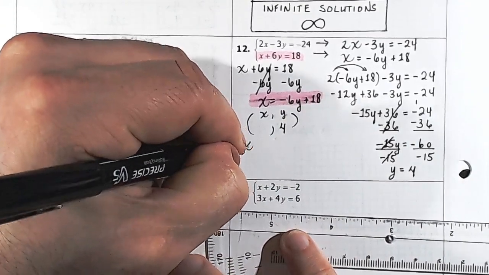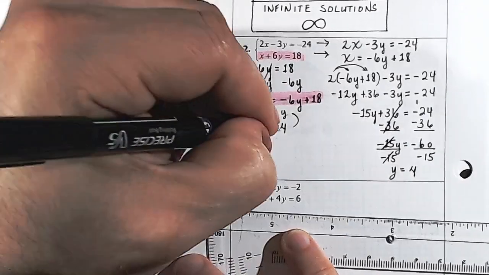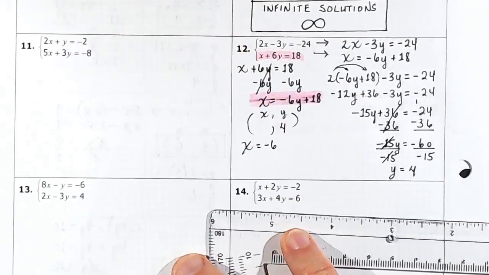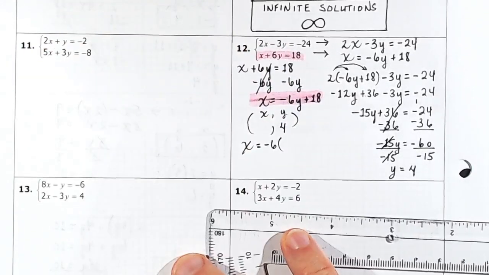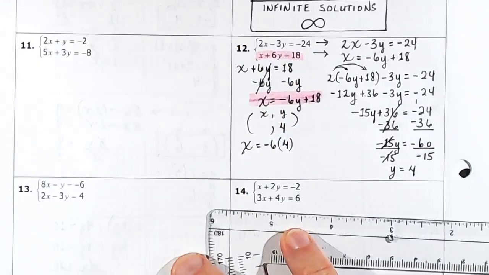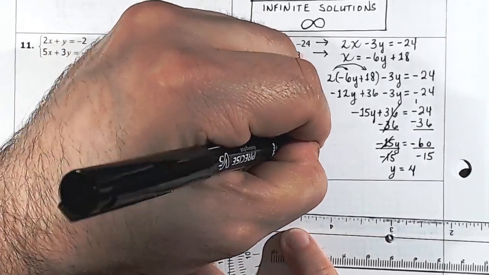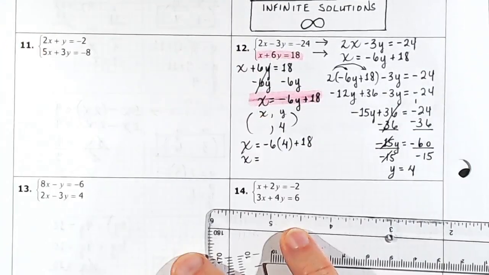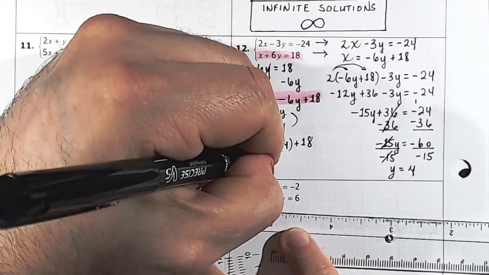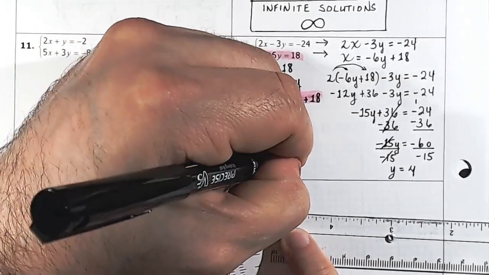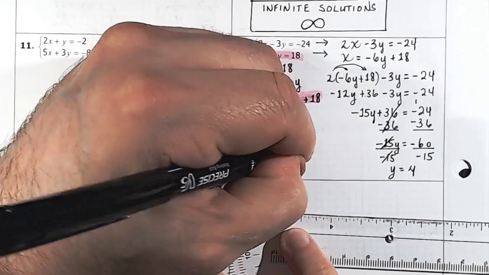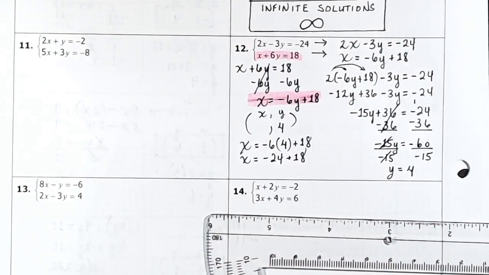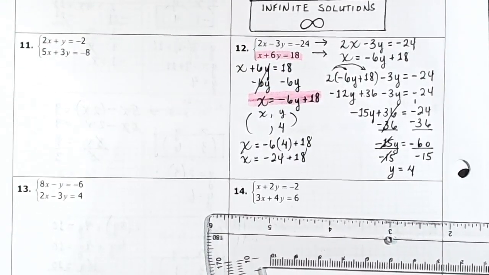So x equals negative 6, open parentheses, 4, close parentheses, plus 18. Well, what is that? X equals negative 6 times 4 is negative 24 plus 18. So what's negative 24 plus 18? Well, this is the very same question as asking, what is 24 minus 18? And whatever I get as an answer, I'm going to put a negative sign in front of it.